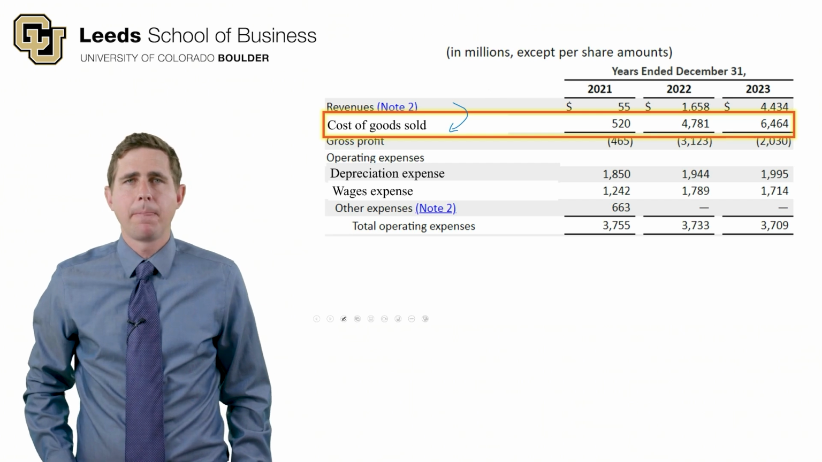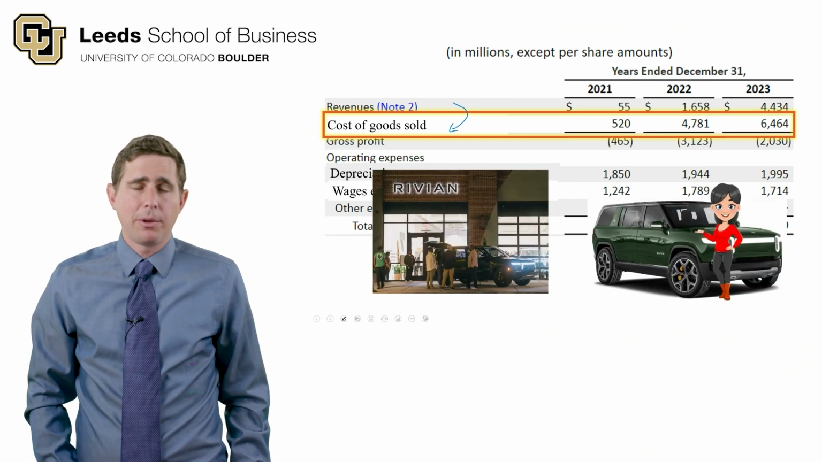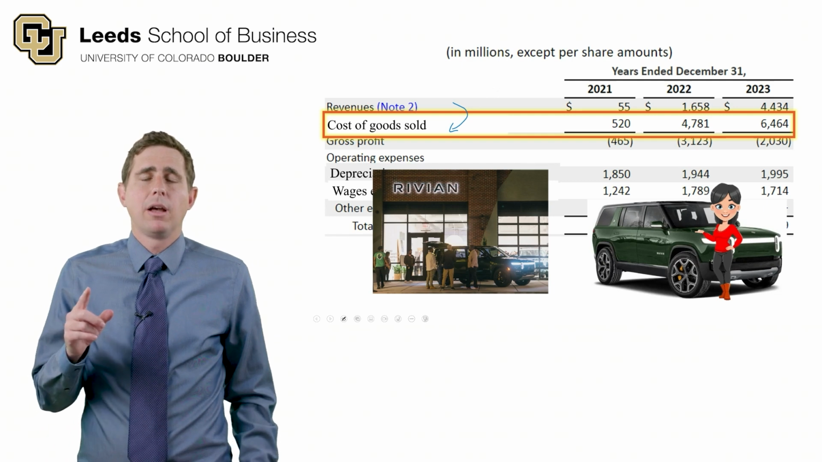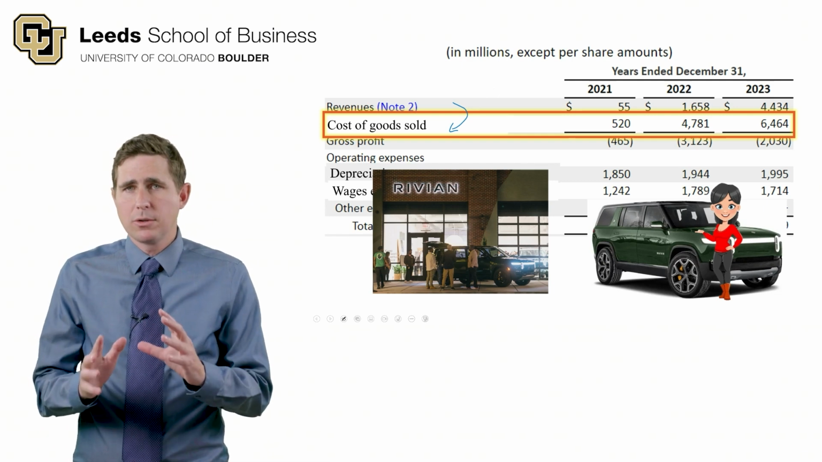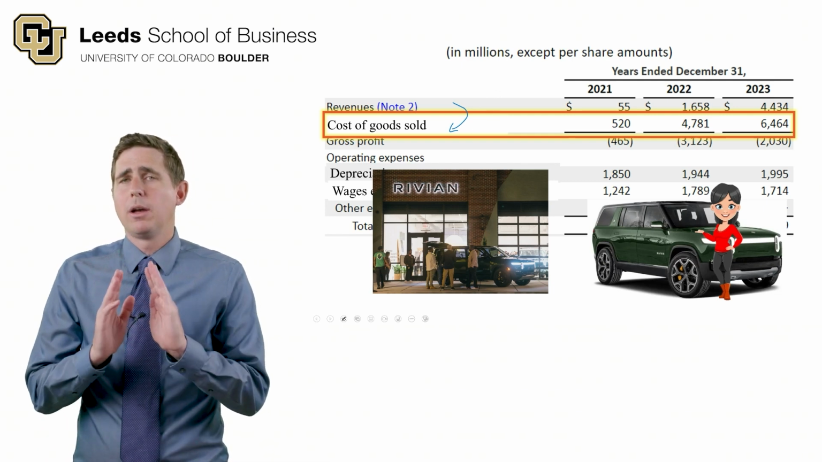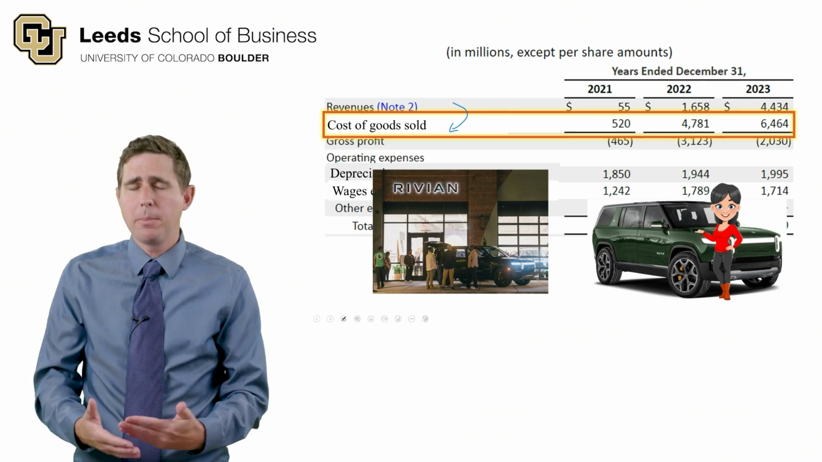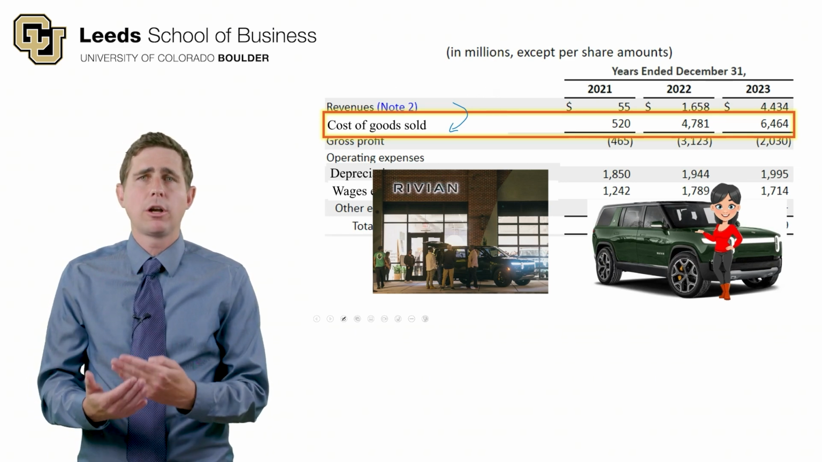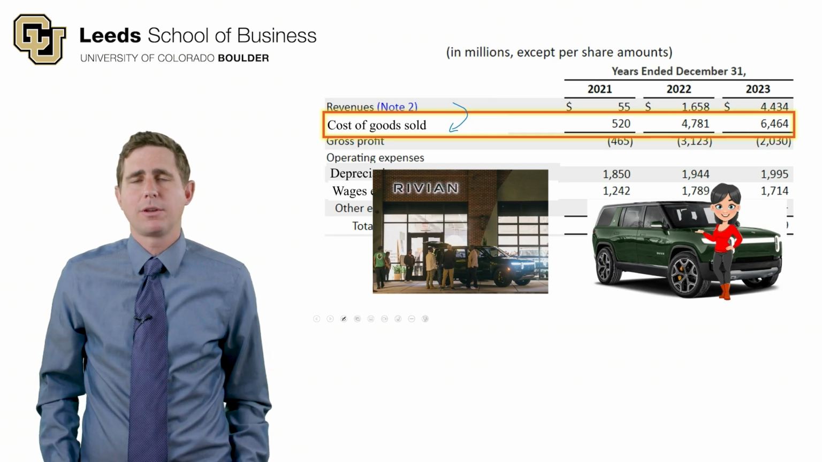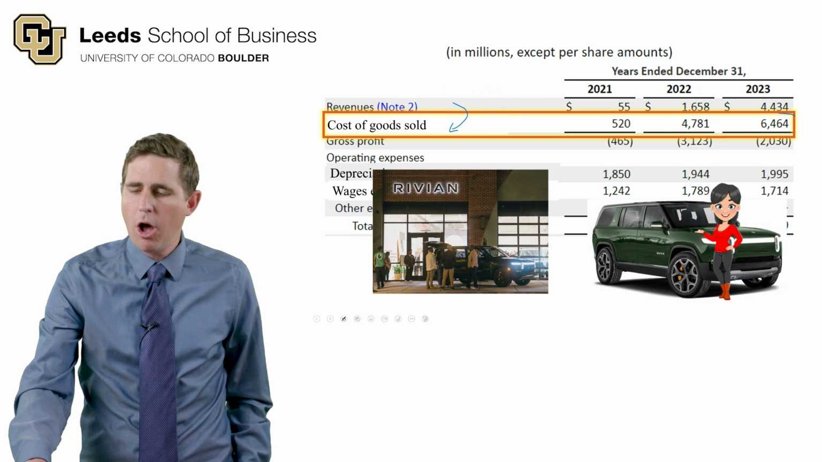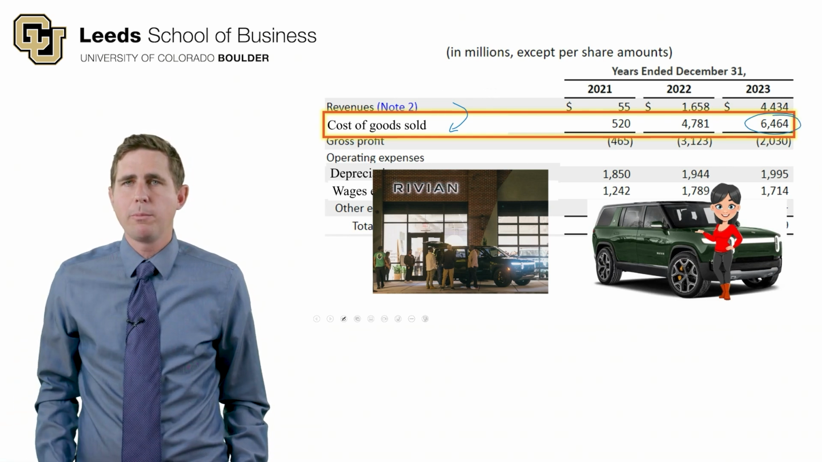You see that? So I'm going to put the same picture up here. You see this car was delivered to this woman here. Well, cost of goods sold captures the very same products that we delivered to the customer. What did those products cost the company? What was the inventory cost of those products? So in this case, in 2023, the cost of goods sold was 6.4 billion.